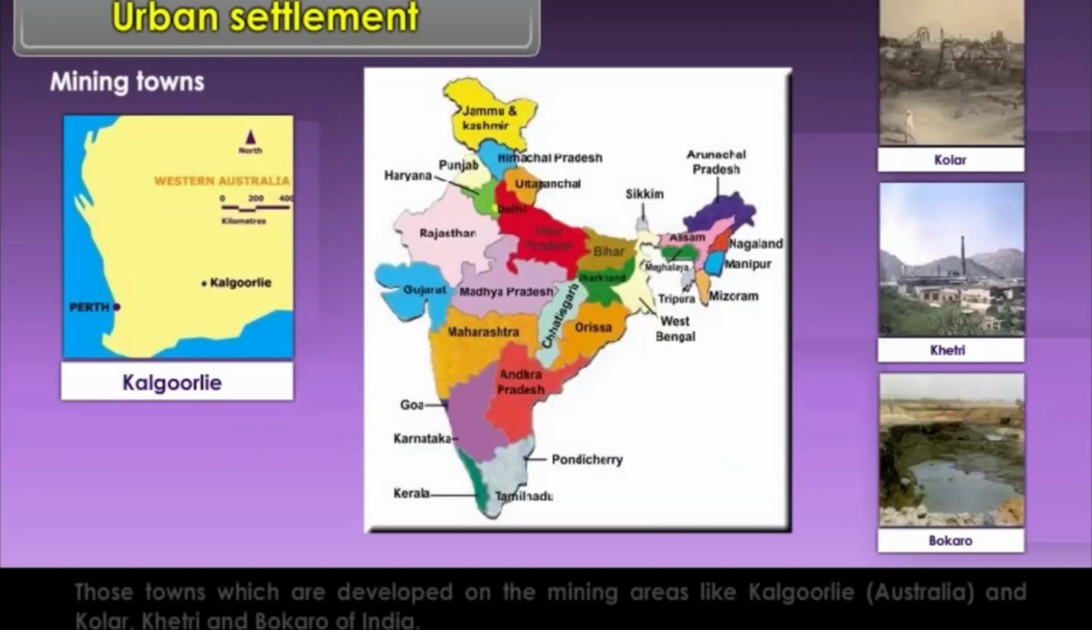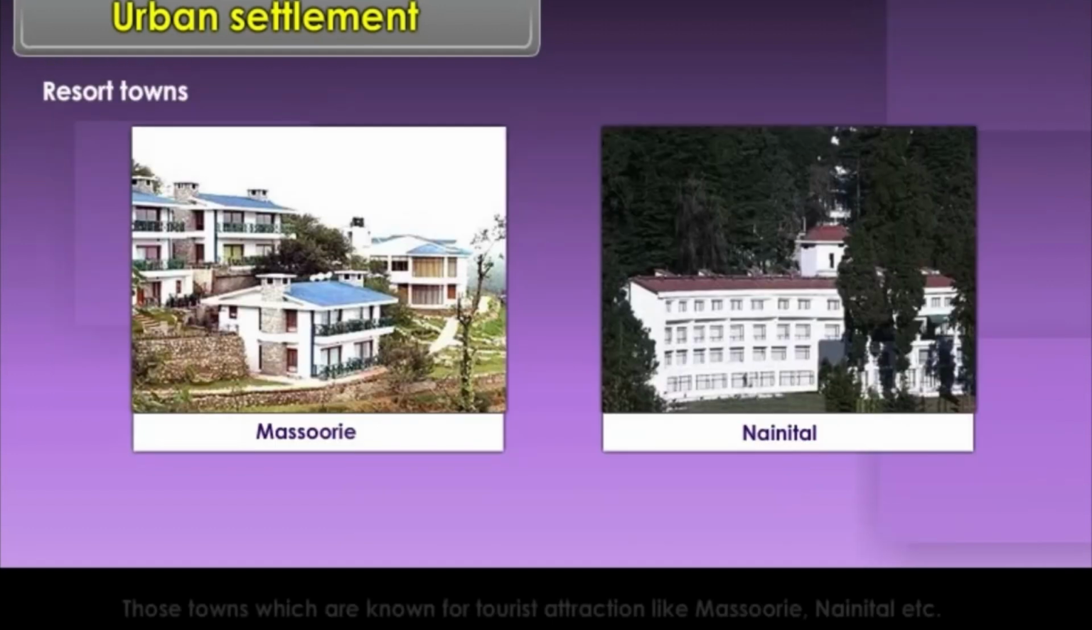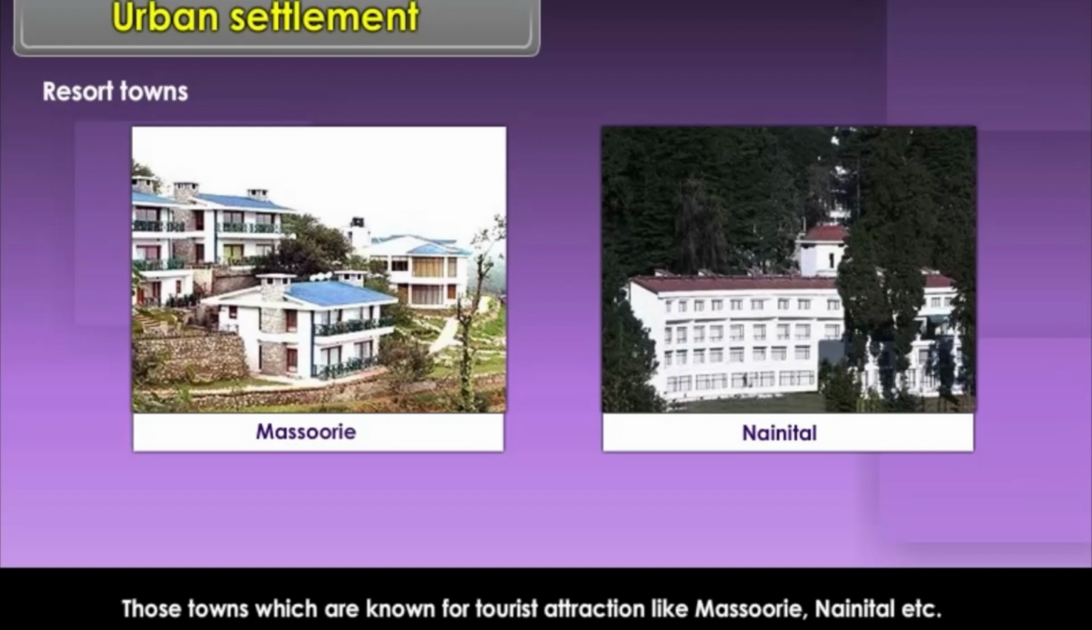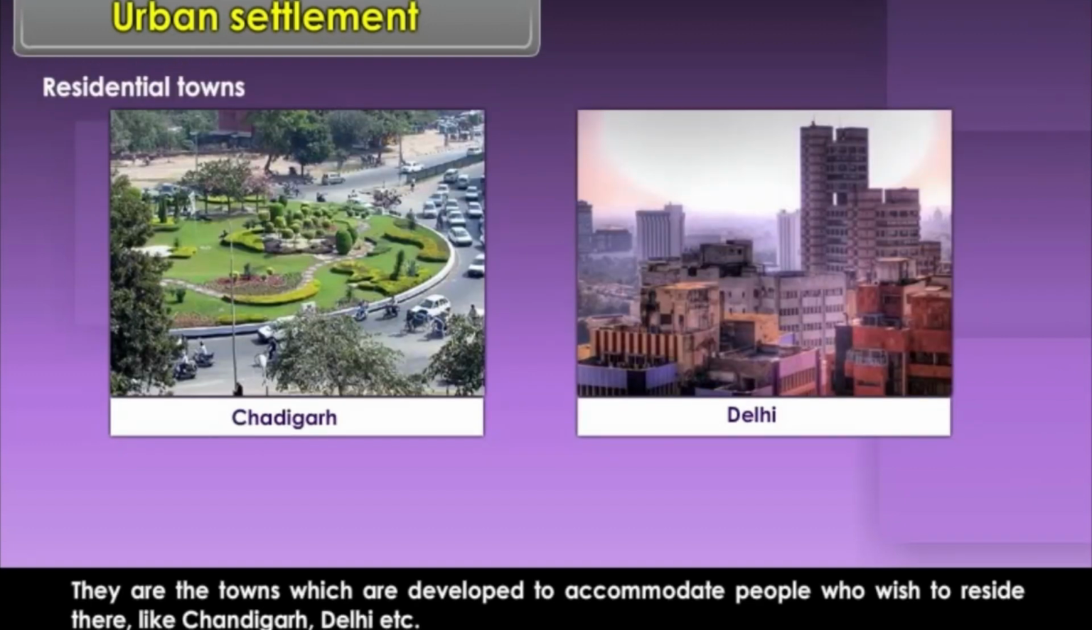Mining towns. Those towns which are developed on the mining areas like Kalgoorlie, Australia, and Kolar, Khetri, and Bokaro of India. Resort towns. Those towns which are known for tourist attraction like Mussoorie, Nainital, etc. Residential towns. They are the towns which are developed to accommodate people who wish to reside there, like Chandigarh, Delhi, etc.